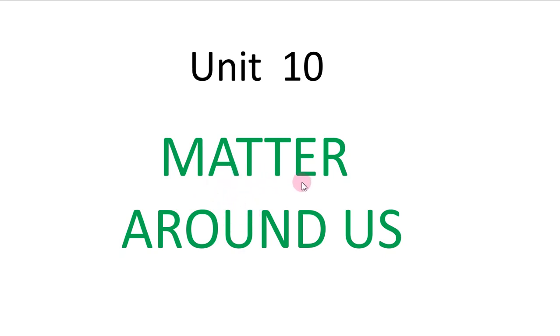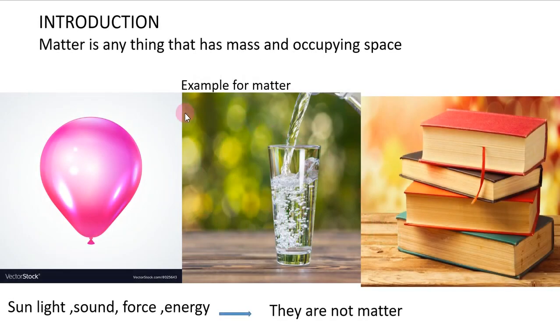Once you look around you, you can see a lot of things, okay? That comes under matter. Matter is anything that has mass and occupies space. That means anything in the world. Anything in the world that has mass and occupies space is called matter. What is matter? Anything that has mass and occupies space.